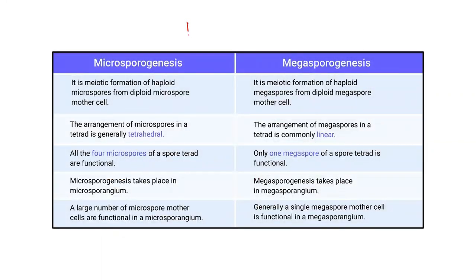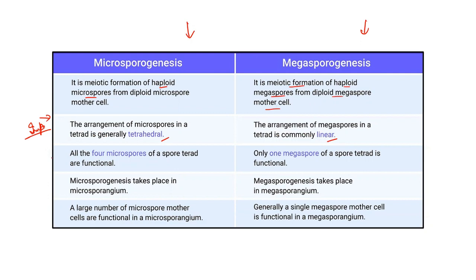Now let us talk about the key differences between megasporogenesis and microsporogenesis. Microsporogenesis is a meiotic formation in which haploid microspores are formed from the diploid microspore mother cell, whereas megasporogenesis is also a meiotic formation in which haploid megaspores are formed from the diploid megaspore mother cells. The microspores in a tetrad have a tetrahedral placement, whereas in megasporogenesis, the arrangement of megaspores in a tetrad is linear. So the arrangement is different, and that is important. Sometimes a question may be framed through this, the arrangement of the spores inside the tetrad.